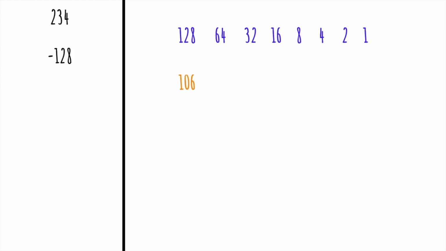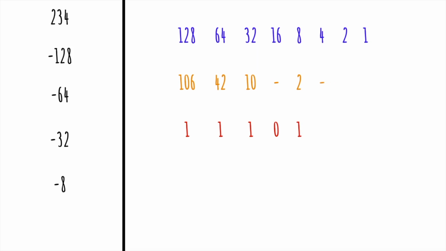Since we were able to subtract, bit 8, the MSB, will be equal to 1. Next, 64 can be subtracted from 106 to give us a remainder of 42, and the bit will be 1. 32 can be subtracted as well, leaving us with 10, and 1 is our bit. 16, on the other hand, cannot be subtracted, so we will set this bit to 0. 8 fits into 10, so we are left with 2 and 1 is the bit.